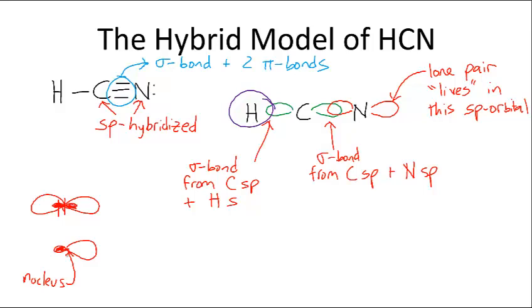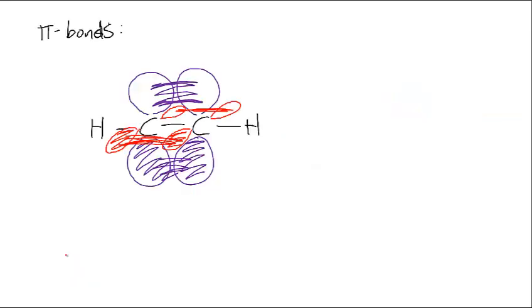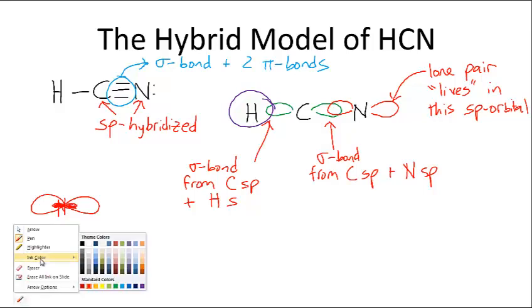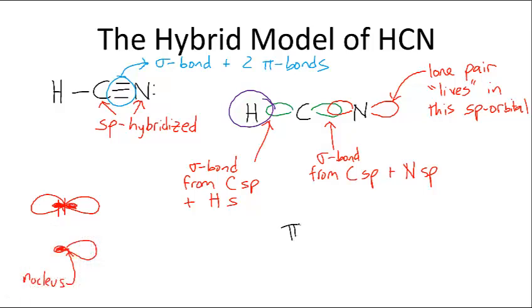So then the pi bonding for HCN would look exactly the same as the pi bonding for C2H2. We would just get one of the hydrogens off of our picture. So the pi bonding picture would just be exactly the same as C2H2.